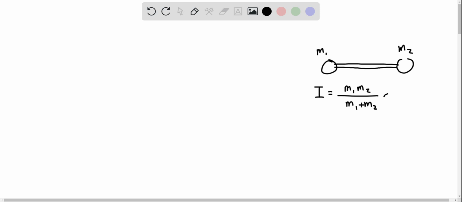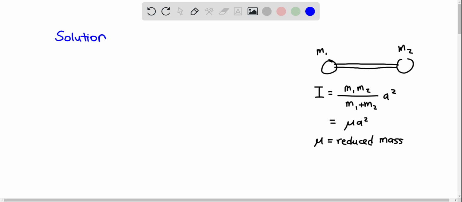M2 A square. This M1 M2 divided by M1 plus M2 is the reduced mass, which I'm going to call mu. A square. Mu is the reduced mass. So in this question, there are 4 parts. Basically, we want to find the energy eigenvalues, the wave function, and the energy spectrum of the situation. And then we use this idea to estimate the bond length of carbon monoxide.